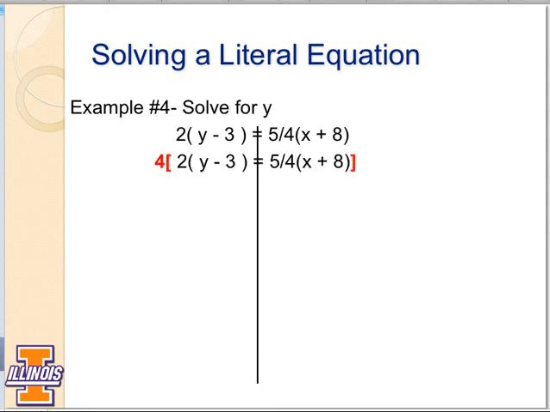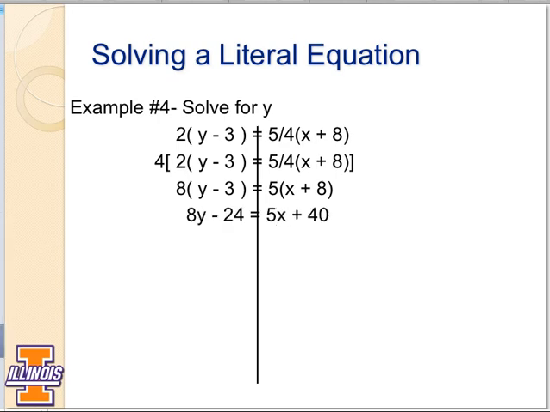Now when I multiply everything by 4, I only multiply the things that are outside of parentheses by 4. I don't multiply the things inside the parentheses by 4. So in this case, I'm only going to multiply the 2 and the 5/4 by 4. So what I'm left with is 8 times the quantity y minus 3 equals 5 times the quantity x plus 8. What I'm left with is distribution. I distribute on both sides. I get 8y minus 24 equals 5x plus 40.